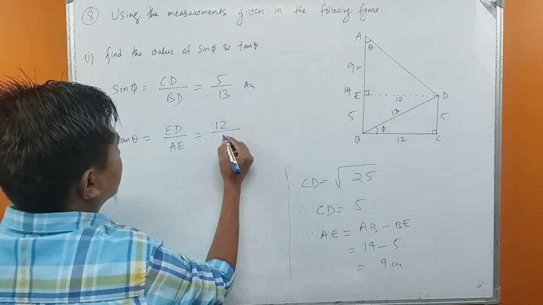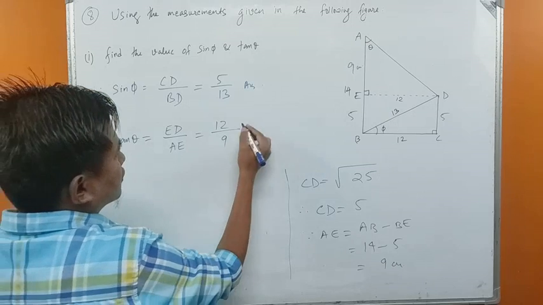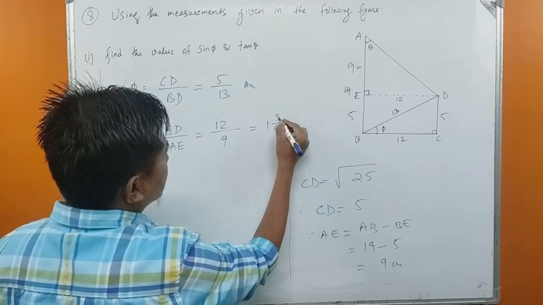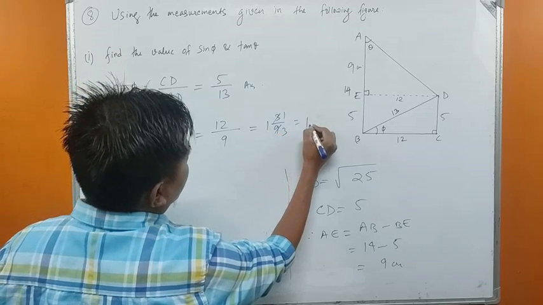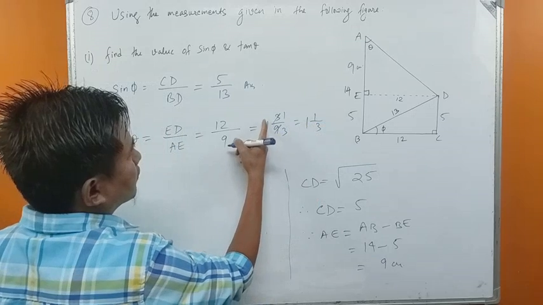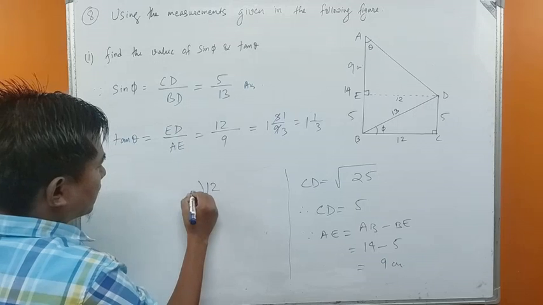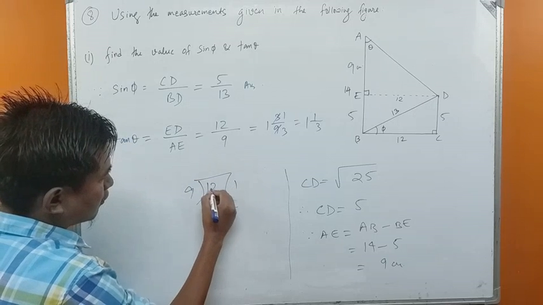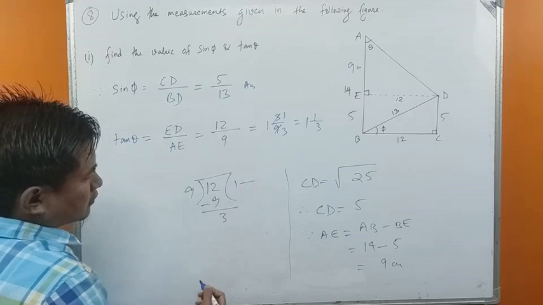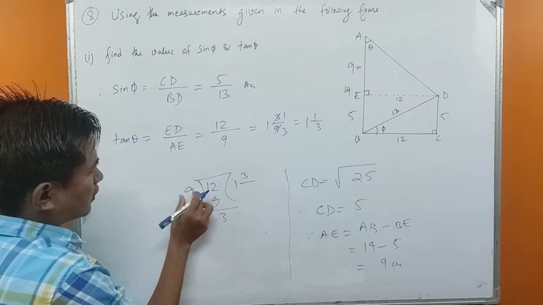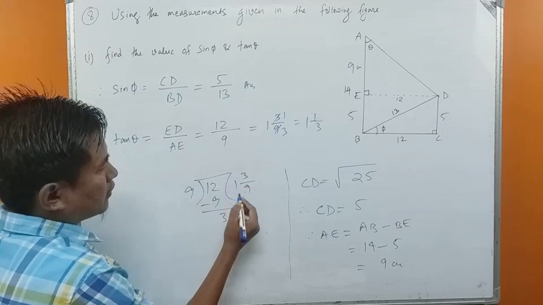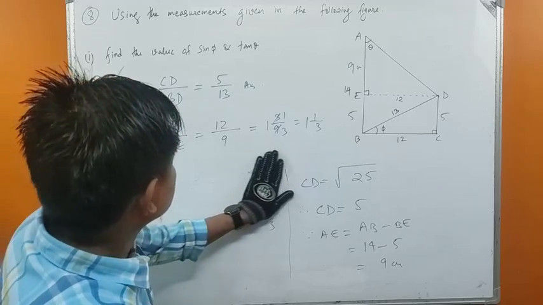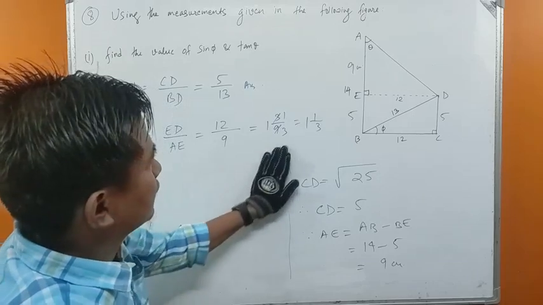AE is 9. So this is an improper fraction. We can convert this into a mixed fraction. 9 ones are 9, 9 plus 3 is 12. 3 ones are 3, 3 threes are 9. 1 whole 1 upon 3. If you didn't understand this, please look here: 9 ones are 9, 12 minus 9 is 3. So this 1 remains here. This remainder goes to the numerator, this divisor comes here. So 1 whole 3 upon 9, and 3 threes are 9. This means 1 whole 1 upon 3. So this is the answer for question number 1 of 8.